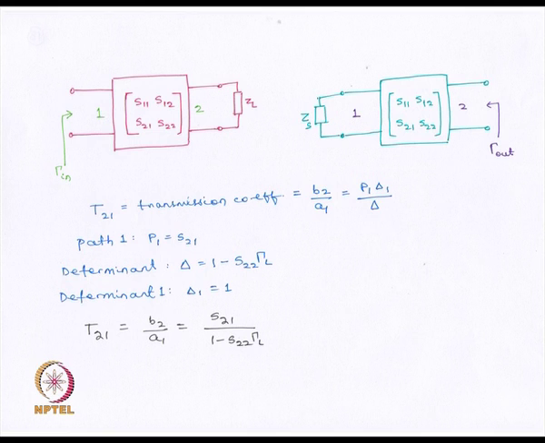So, then P1 is given by this, delta is given by this, and delta 1, that is the loops which do not touch P1, there are no such loops, therefore delta 1 is equal to 1. Hence, this transmission coefficient is simply P1 delta 1 over delta, that is S21 multiplied by 1 over delta, which is 1 minus S22 gamma L.